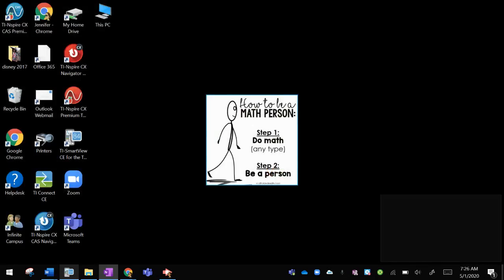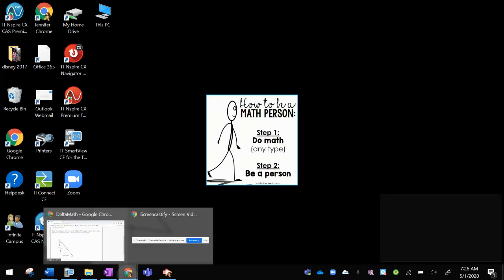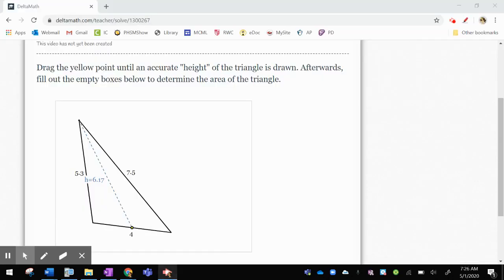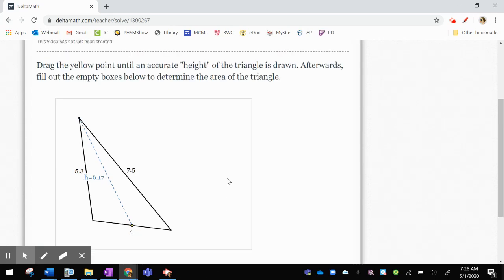And one more thing before we go, I am going to jump into what you need to do in Delta Math to get this to work out for you. It won't let me though. There we go. So if I want to jump into Delta Math now to show you what you're going to do, here's one thing that you're going to need to do.